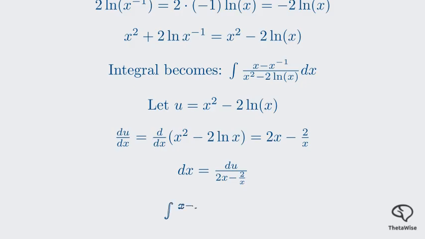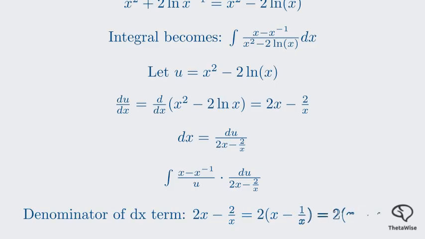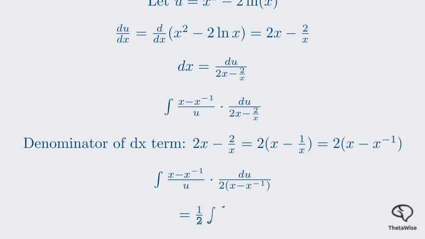This gives us the integral of our numerator term, divided by u times our expression for dx. It doesn't look like an immediate cancellation. Let's simplify the denominator of the dx term. We can pull a 2 out. 2x minus 2 over x is the same as 2 times the quantity x minus 1 over x. This is the same as 2 times our numerator term. Now let's rewrite the substitution. Our integral becomes the integral of x minus x inverse, divided by u times du over 2 times the quantity x minus x inverse. This time, the numerator term cancels perfectly. We are left with 1/2 times the integral of 1 over u du.